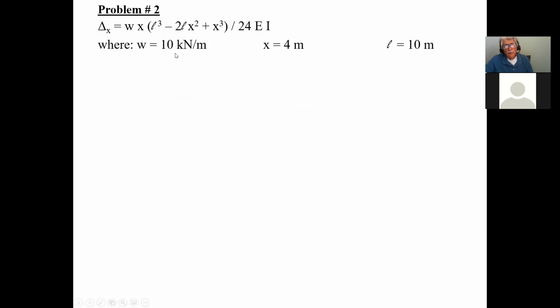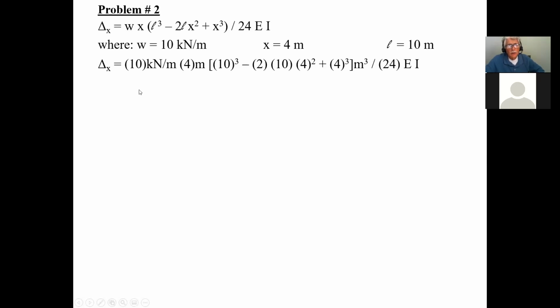Now, here, this is my W. X is where I want to calculate, and of course, the span now became 10 meters instead of 4 or 6 meters. And therefore, I put everything here. This is my delta X. And of course, I simplify it to 124 kilonewtons over EI.